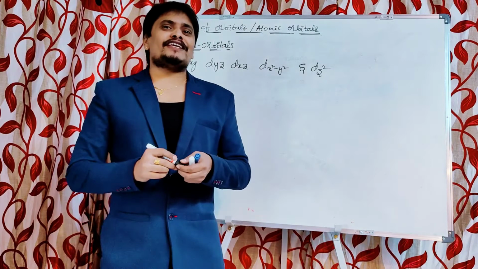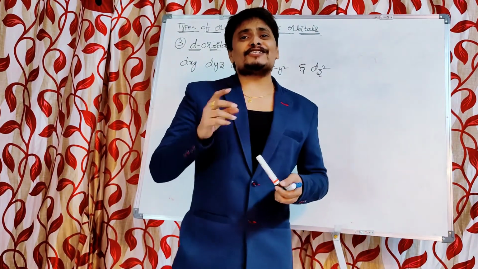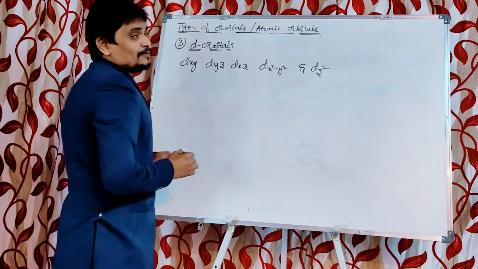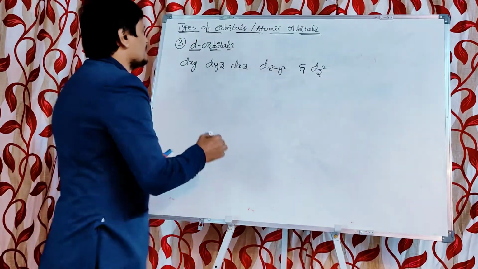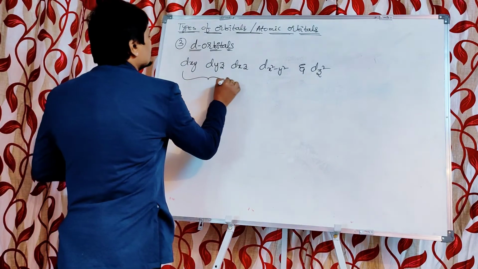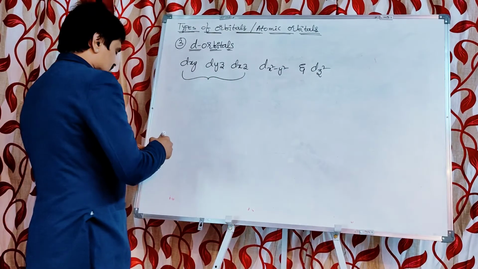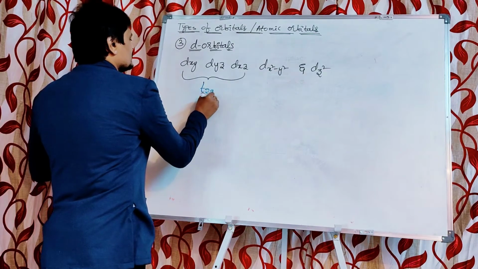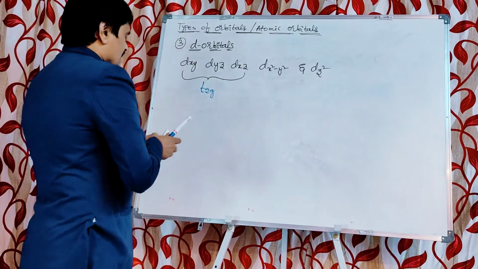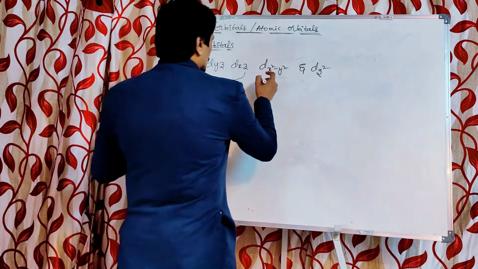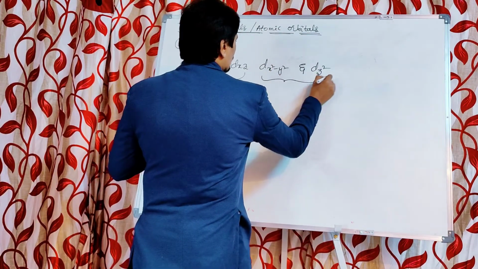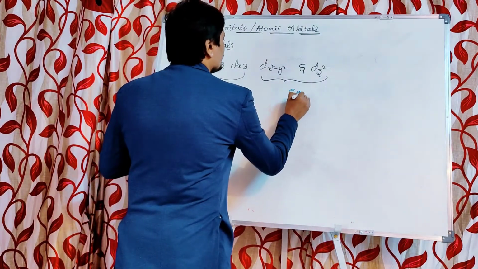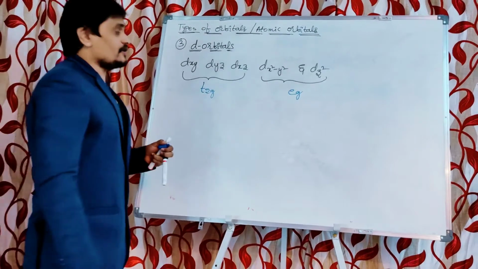And these 5 d orbitals are further categorized into 2 types, students. The first 3 come under the category of T2G set of d orbitals. And the next two, that is dx square minus y square and dz square, come under the category of EG set of d orbitals.